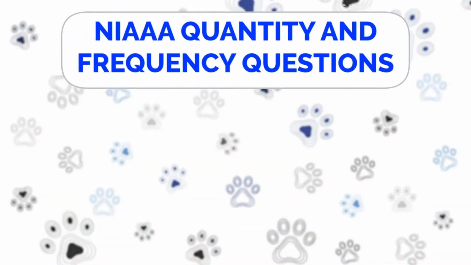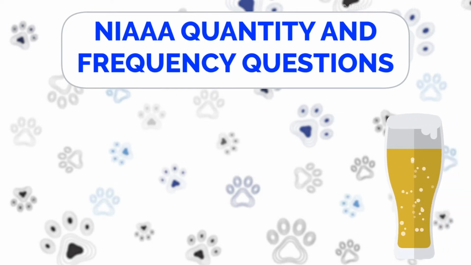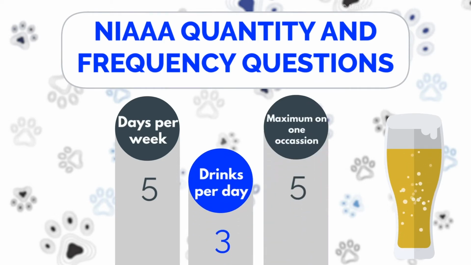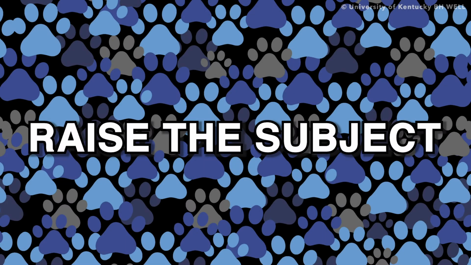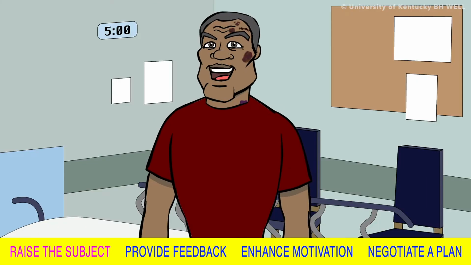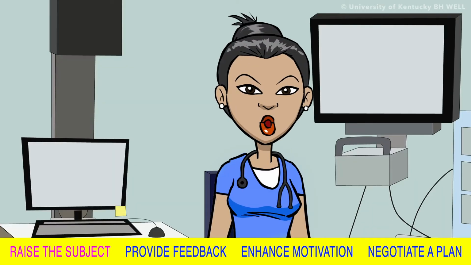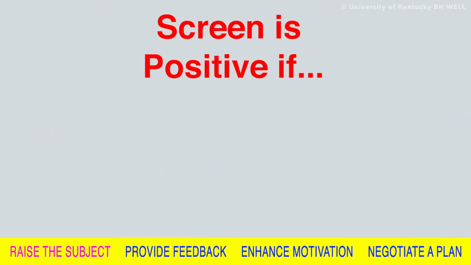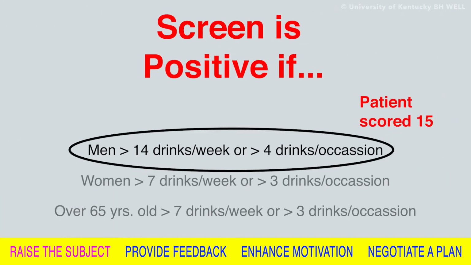Mark answered positively to universal screening question and NIAAA quantity and frequency questions as 5 days per week, averaging 3 drinks per day, max is 5 drinks. The first step in the SBIRT process is to raise the subject. So Mark, I would like to go over the screening you completed related to your alcohol consumption. Would that be okay with you? I guess so. According to your results on the NIAAA screen, your score was 15. You fall in the at-risk range for drinking.